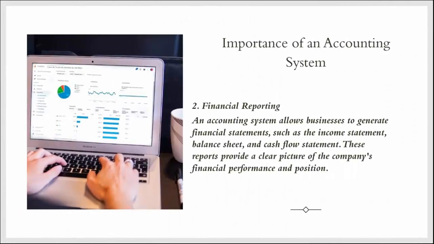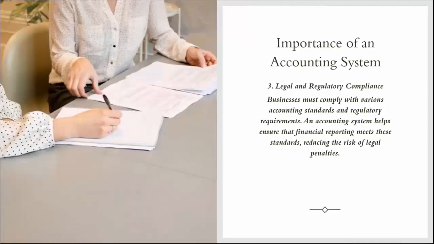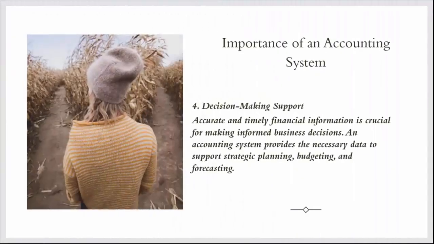2. Financial reporting. An accounting system allows businesses to generate financial statements, such as the income statement, balance sheet, and cash flow statement. These reports provide a clear picture of the company's financial performance and position. 3. Legal and regulatory compliance. Businesses must comply with various accounting standards and regulatory requirements. An accounting system helps ensure that financial reporting meets these standards, reducing the risk of legal penalties. 4. Decision-making support. Accurate and timely financial information is crucial for making informed business decisions.